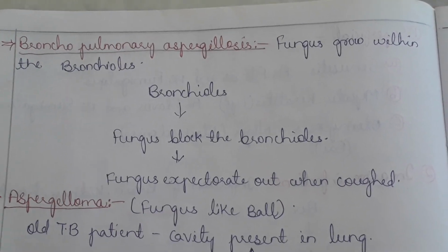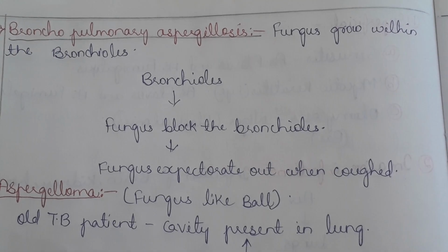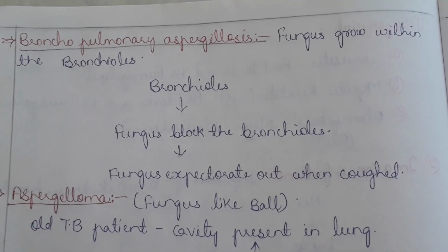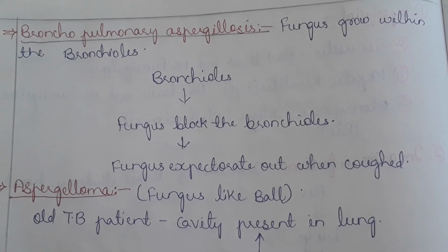Coming to the lab diagnosis, obviously we take sputum, bronchoalveolar lavage and biopsy. When we do direct microscopy like KOH preparation, we can see the septate hyphae, which measure 3 to 5 micrometer in diameter, and we can see branching of this septate hyphae at a 45-degree angle. Coming to the biopsy, in bronchopulmonary aspergillosis you can see the fungus which grows within the bronchioles and blocks them, and it is expectorated out when coughed.